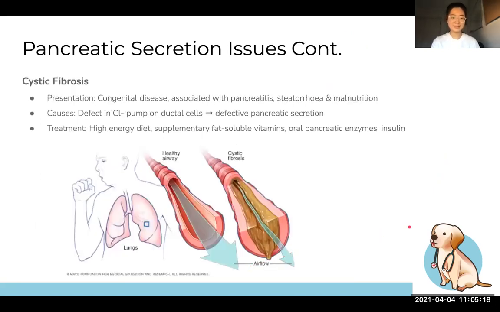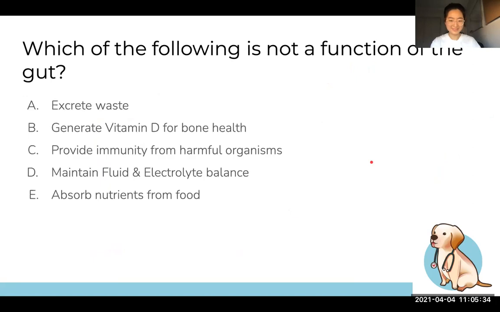One more, pancreatic secretion issue number 3 would be cystic fibrosis. The main thing is there's a defect in the chloride pumps on the ductal cells, and that can result in defective pancreatic secretion. I think you guys covered this quite a bit in first year, so I won't harp on about it, but just something to keep in mind.